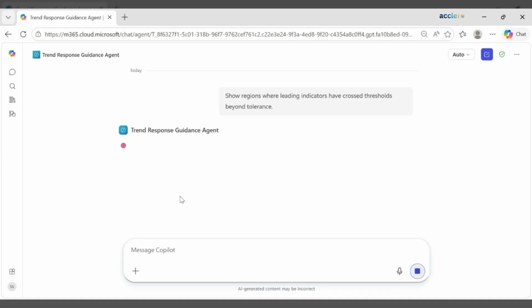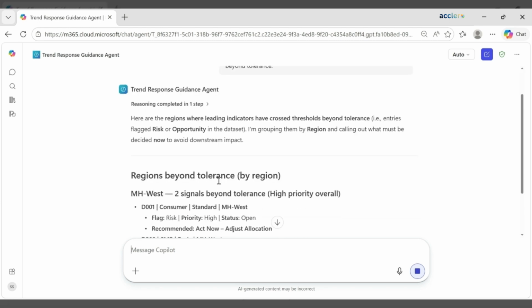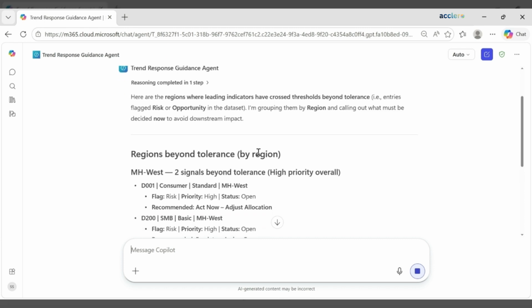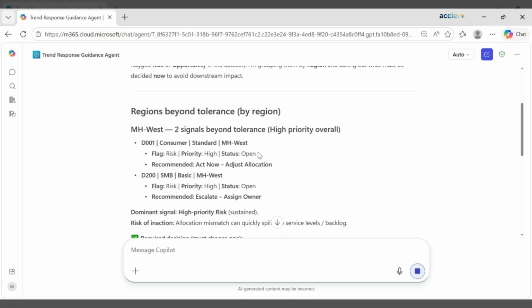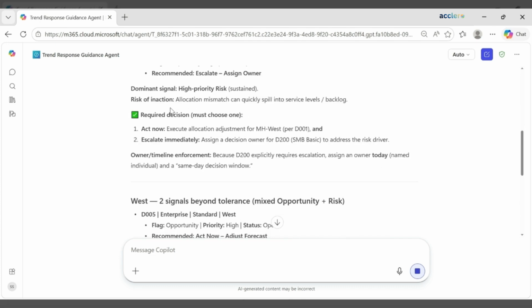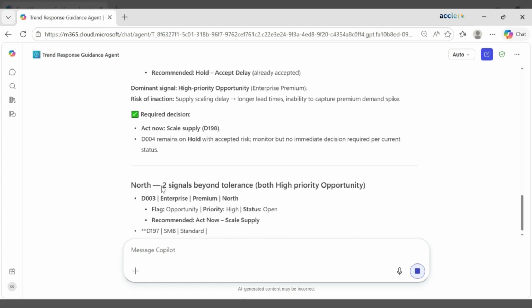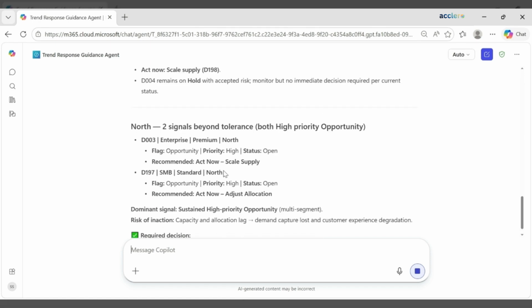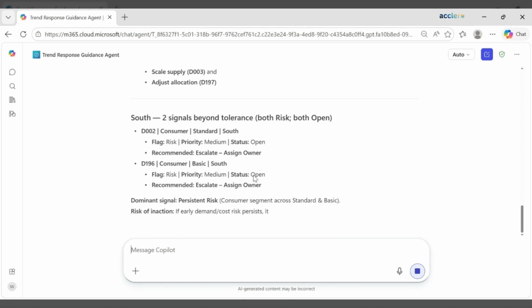Here I am asking the agent to show the regions where the leading indicators have crossed the threshold beyond the tolerance. So here the agent identifies the regions where the leading indicators have remained outside the tolerance threshold. These are the regions beyond the tolerance: MH West, then West, East, North, and South.